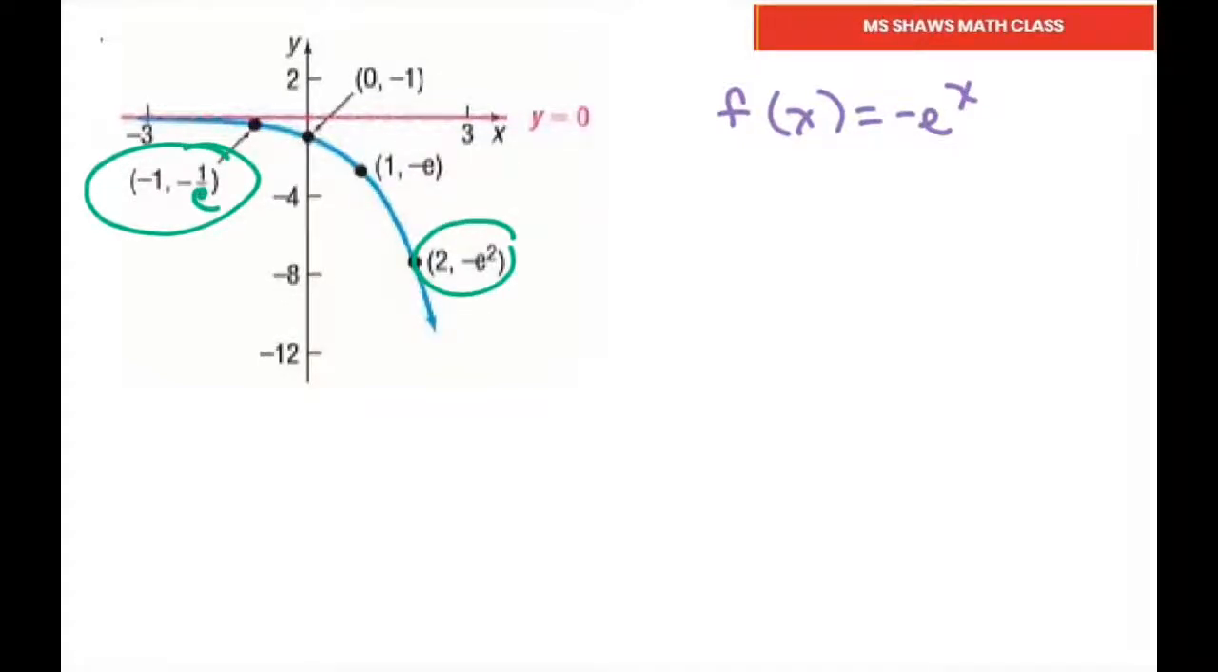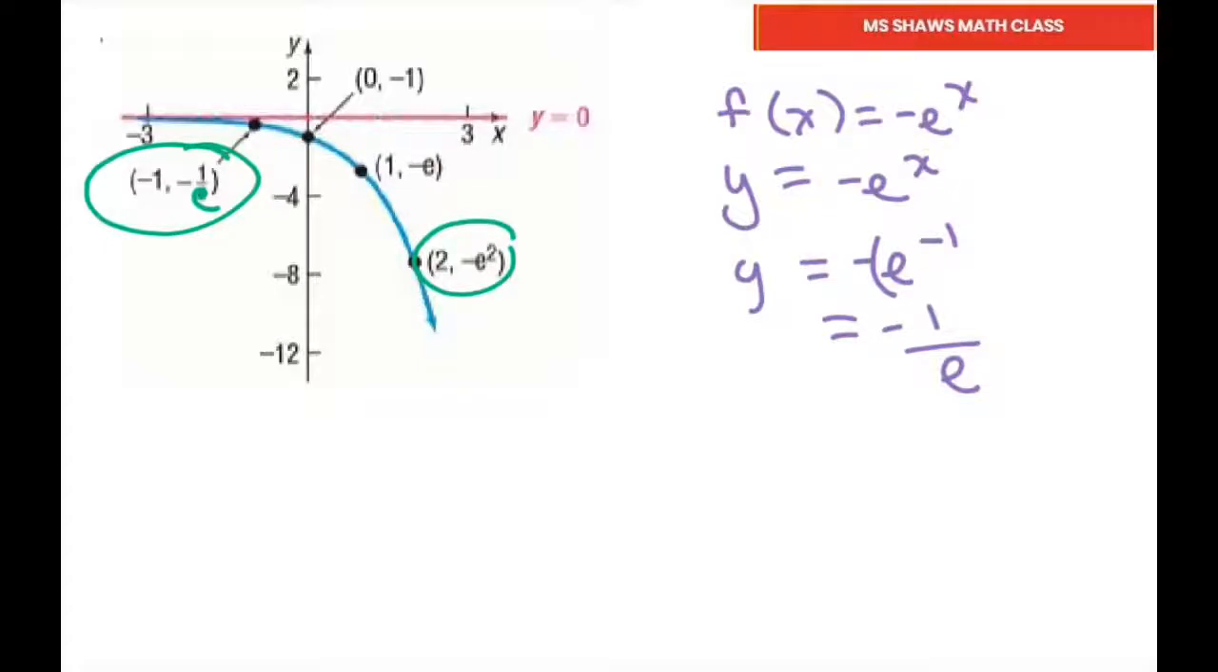Alright, so let's plug in our x and our y. So I'll just rewrite this. y equals -e to the x. So if we plug in our x, we get -e to the -1 power. This equals -1 over e. Because anything to the negative power is 1 over e, and you change it to positive. So this one checks out.